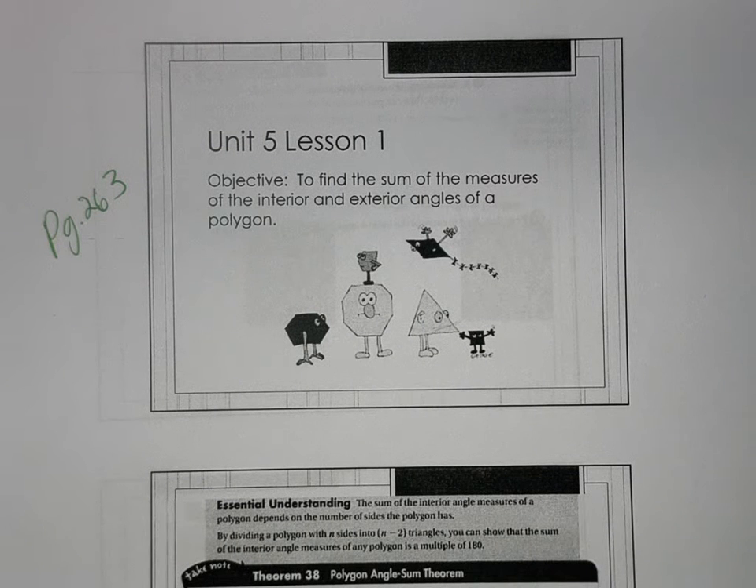Math 2, Unit 5, Lesson 1. So today you should be on page 263 to start with. We are talking about polygons and specifically their interior and exterior angles.